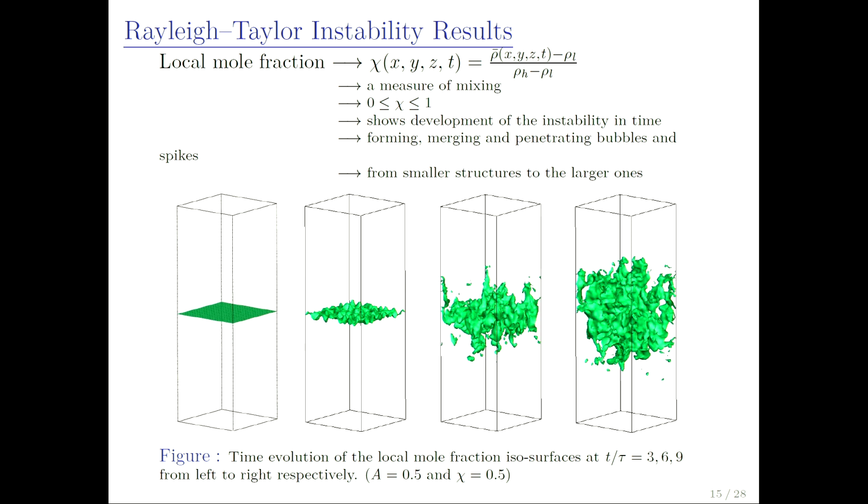For the 0.5, here's the evolution of the local mole fraction. Initially, there is nothing, but in time, the bubbles and spikes are formed, merged, and penetrate into the flow. They start with a smaller size, and they're getting larger and larger.